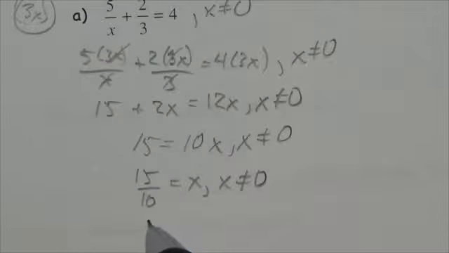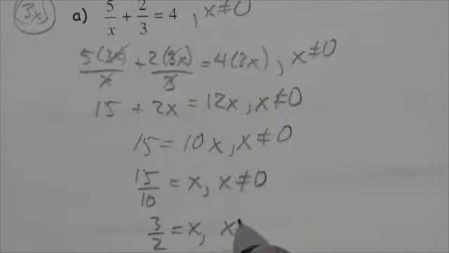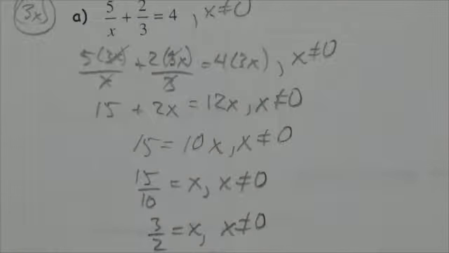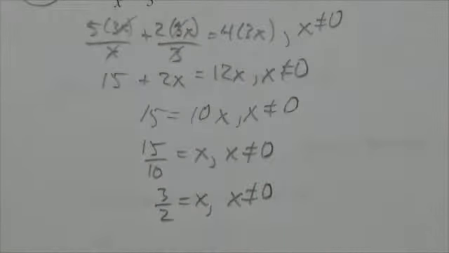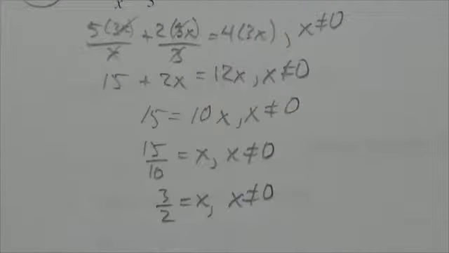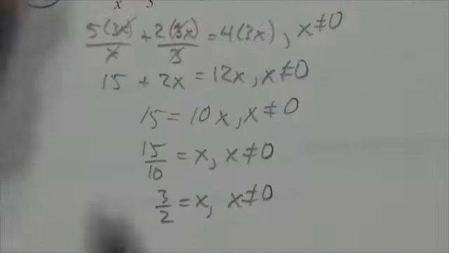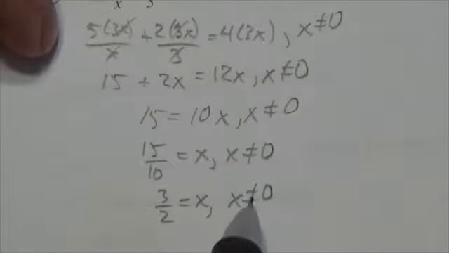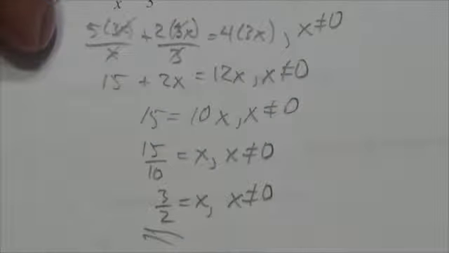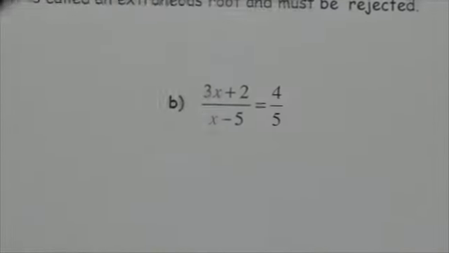And then you can simplify that. There's a common factor of 5, so 3 over 2 is equal to x, where x can't equal 0. And that's what we're trying to look for here. So there's a solution. And the solution isn't the non-permissible, so that is the answer. Let's take a look over here.